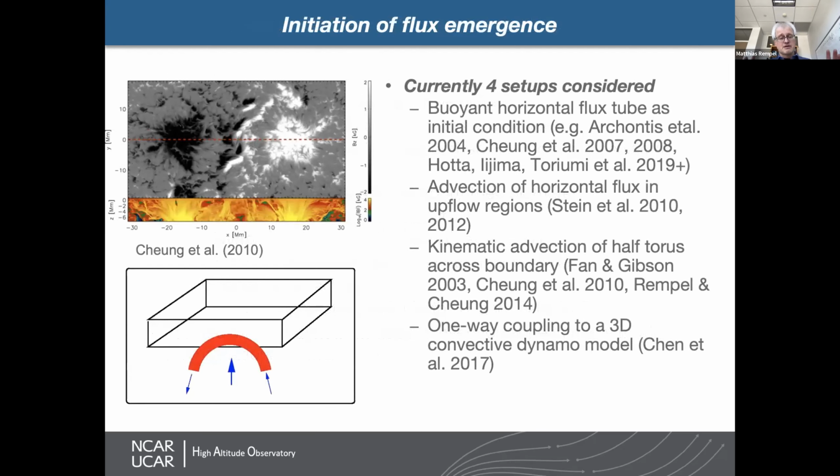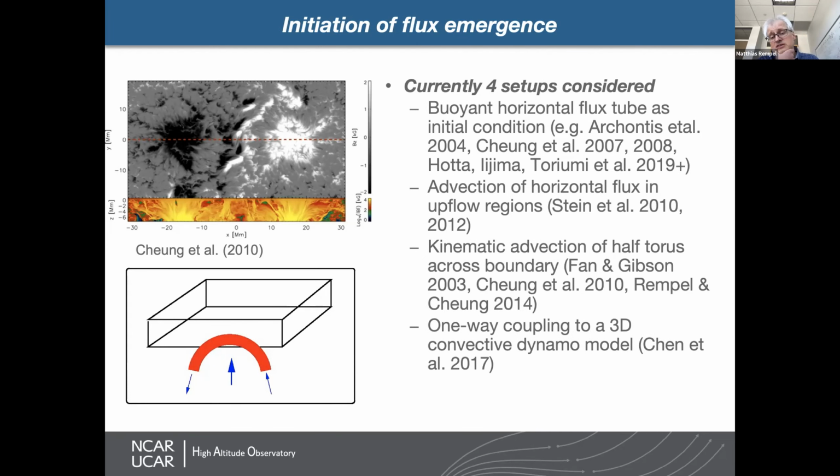Now, if you have a model which only deals with the uppermost layers of the convection zone, you somehow have to get the flux in there, and people have considered mostly 4 different setups. The first one is insertion of a buoyant horizontal flux tube somewhere in this box and just let it rise, and I've listed here a few examples of those.